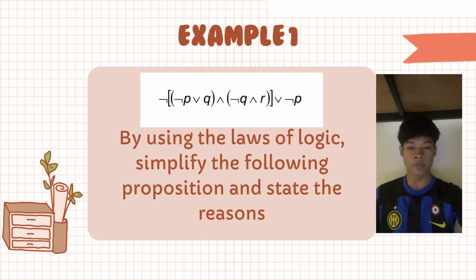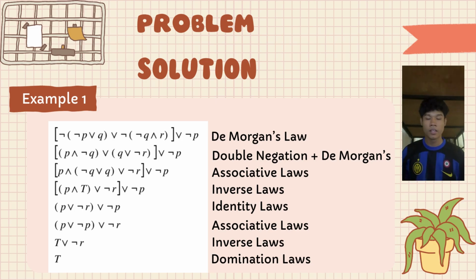So, we will move to example 1. Based on this question, by using the laws of logic, simplify the following proposition and state the reasons. We move to the problem solutions. First thing first, we use De Morgan's law so that we will get open bracket, not P or Q, close bracket, or not open bracket, not Q, and R, close bracket, or not P.